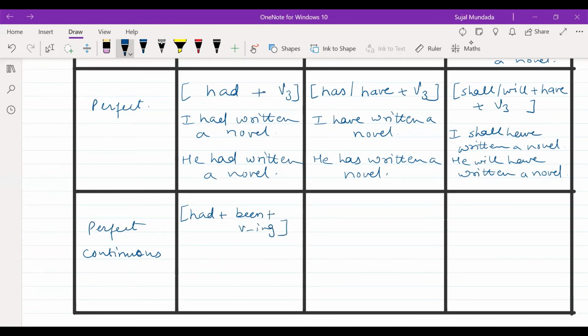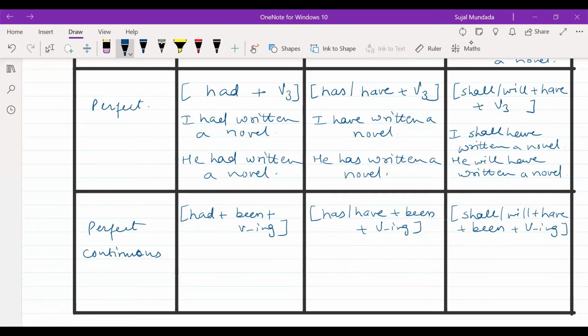In present perfect continuous tense, the verb structure would be has or have plus been plus VING. Whereas in future perfect continuous tense, the structure will be shall or will plus have plus been plus VING.